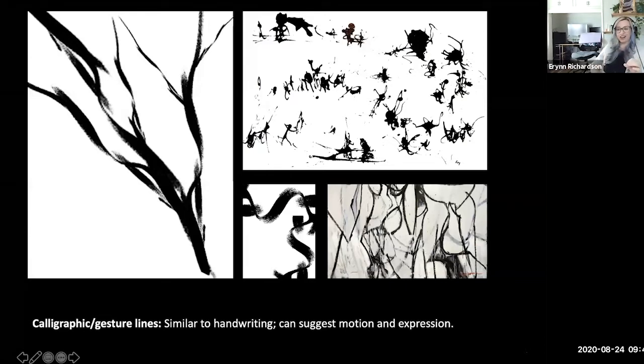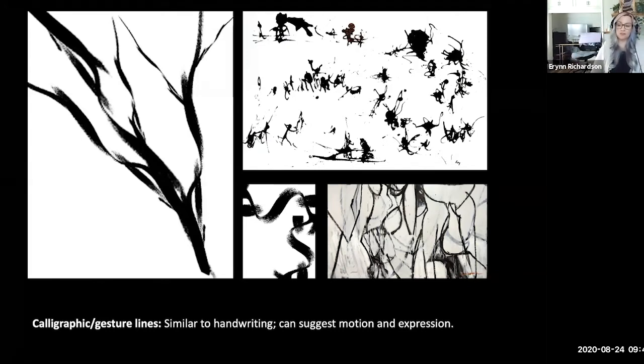So here are the calligraphic lines. They're similar to handwriting. They can suggest motion and expression. Calligraphic lines tend to be very expressive because you can really see the movement of the wrist that was used to make it. You see that a lot in this right here. Calligraphic lines tend to get thick and thin. They also tend to get fuzzy on one end, kind of where you can imagine the wrist flicking off.